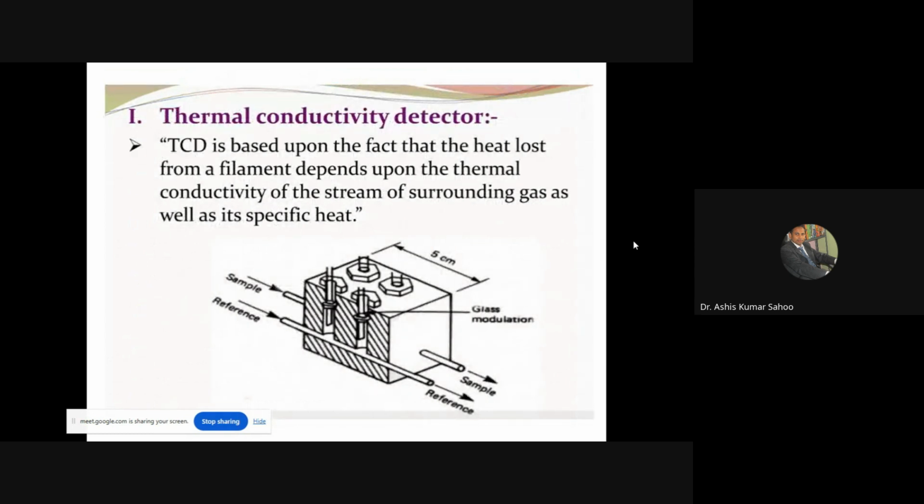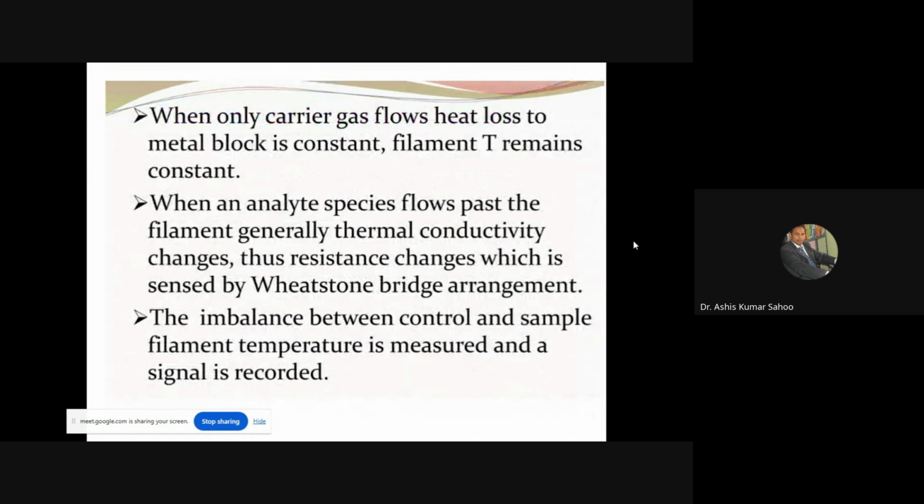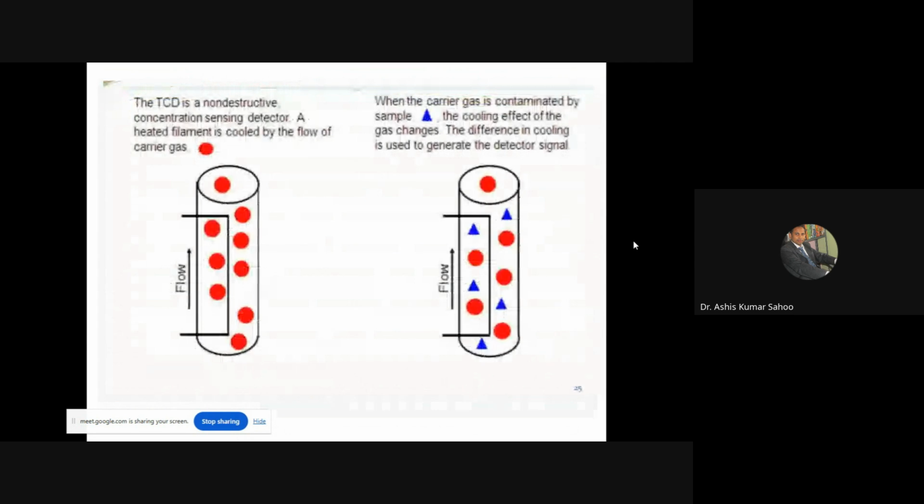Thermal conductivity detection is based upon the fact that heat loss from the filament depends upon the thermal conductivity of the gas. When the carrier gas flows, heat loss from the filament remains constant. When an eluted species flows past the filament, the thermal conductivity changes. So these are the different conditions. So you can see the different parts used in the gas chromatograph.